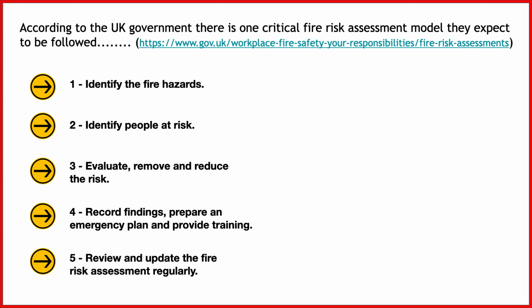4. Record your findings, prepare an emergency plan, and provide training. So any findings from your risk assessment should be available to all employees, and significant and considerable training should be given to ensure that people know what to do in the event of a fire, but also know how to behave responsibly in order not to increase the risk of fire or fires occurring at work. 5. Review and update the fire risk assessment regularly.